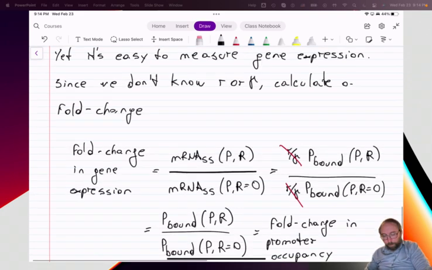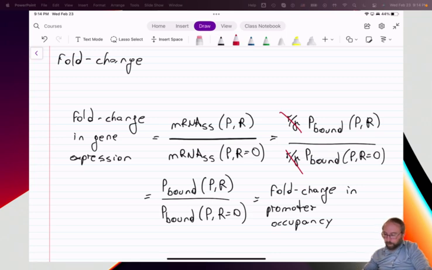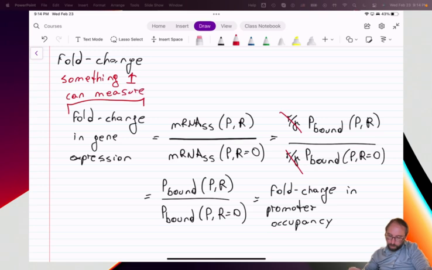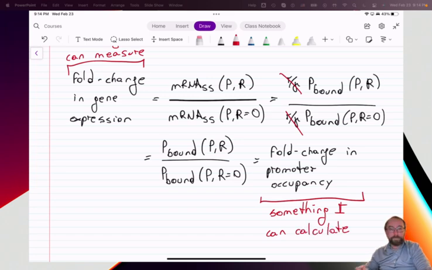Okay, so my point is that we just connected something I can measure with something I can calculate. And this is really powerful.